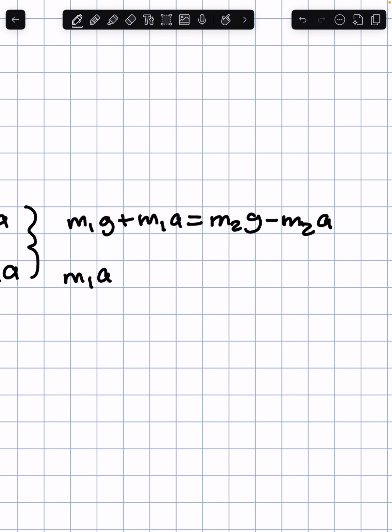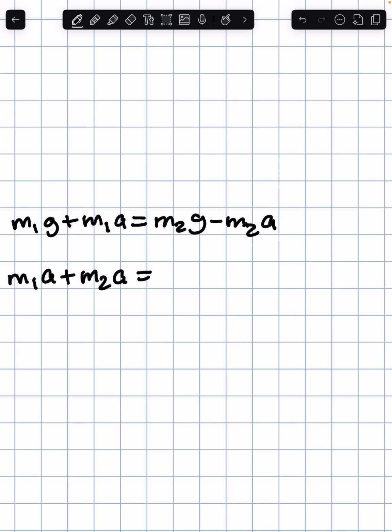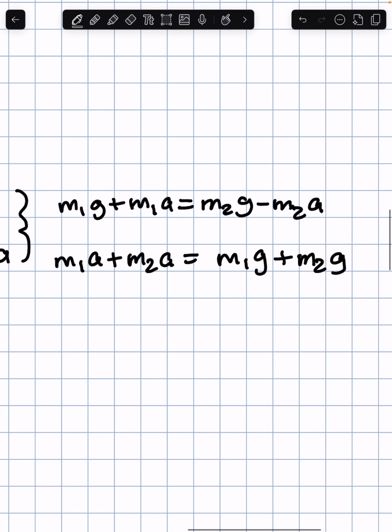So we're going to have M1A plus M2A. Now let's move all of our G terms, our gravity terms, our weight terms really, to the right-hand side. So M1G plus M2G. Now, I made a sign error. It should be M2G minus M1G.